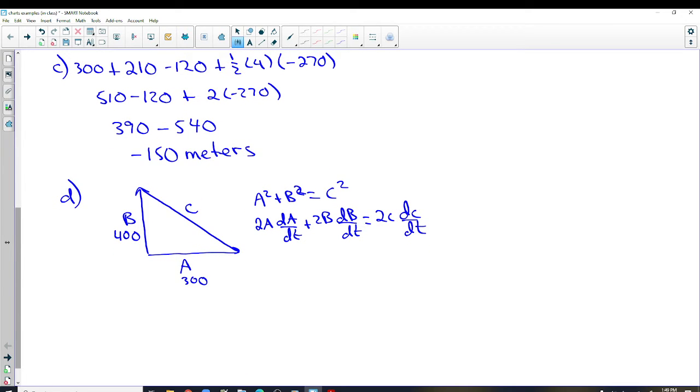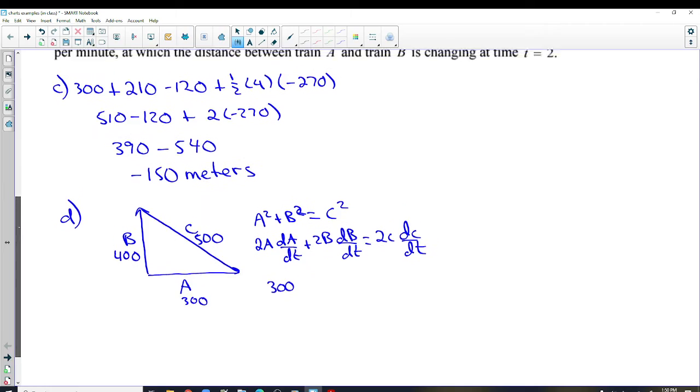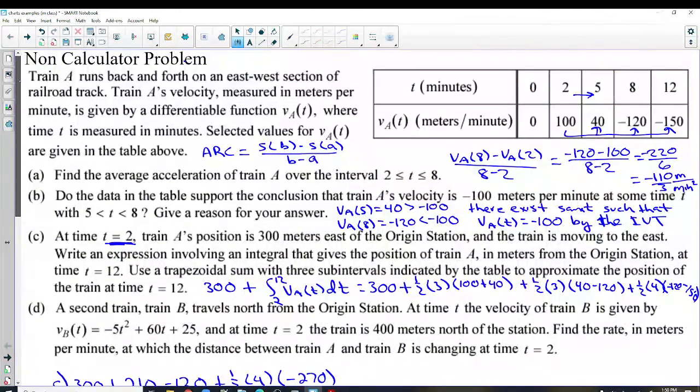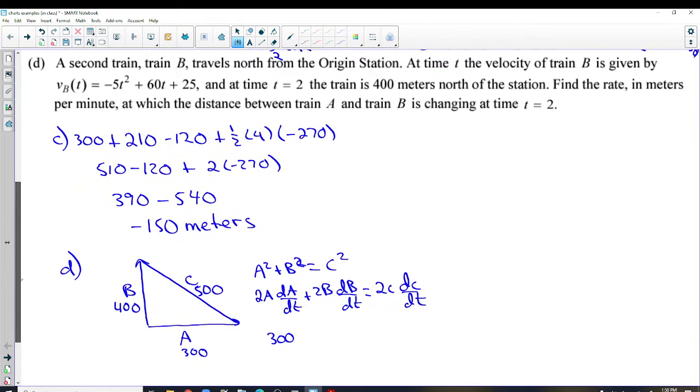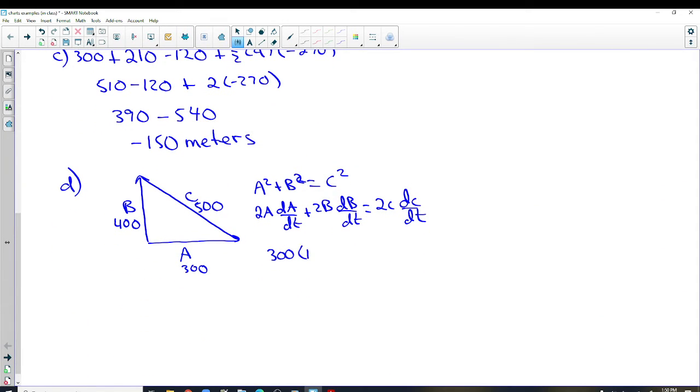Well, let's see what we have. First of all, I can divide everything by 2. A is 300, B is 400. What is C then? The distance, 500, right? Yep. 3, 4, 5 right triangle. So A is 300. dA/dt, the rate at which A is going at time t equals 2, is actually up here in the chart. So when time is 2, the rate is actually 100. So we know dA/dt is 100. And I'm dividing everything by 2, so I'm ignoring the 2's. B is 400.